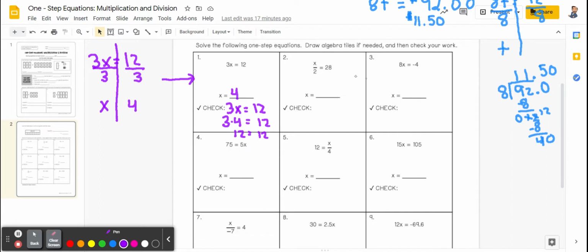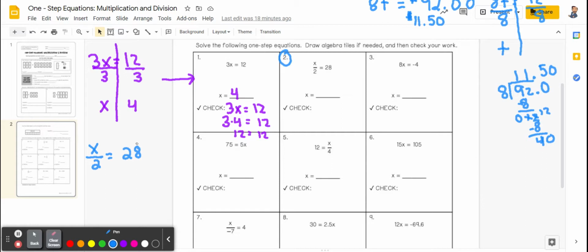Okay, so 1 through 9. Let's do number 2. We haven't worked with a division problem, and I want to show you how to do that. I'll do number 2 in blue over here. We have x divided by 2 equals 28.